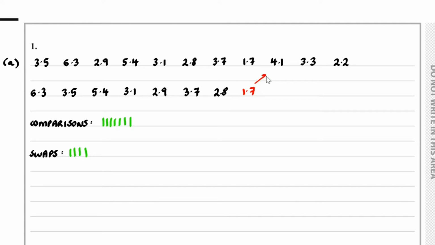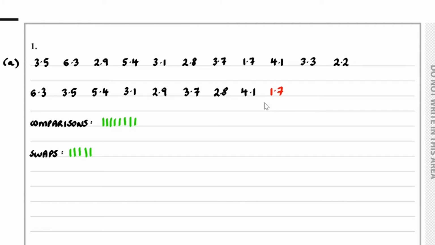We then compare the 1.7 with 4.1. So that's another comparison. Do they need swapping? Well, 4.1 is larger than the 1.7, so they do need to be swapped. So 4.1 will go here, and temporarily we write down the 1.7 here.